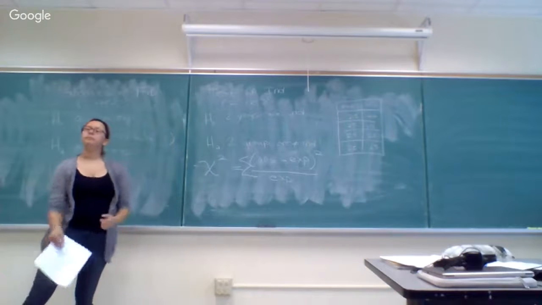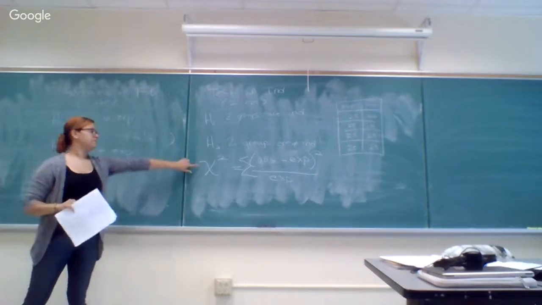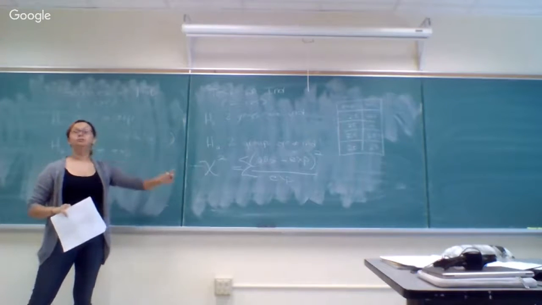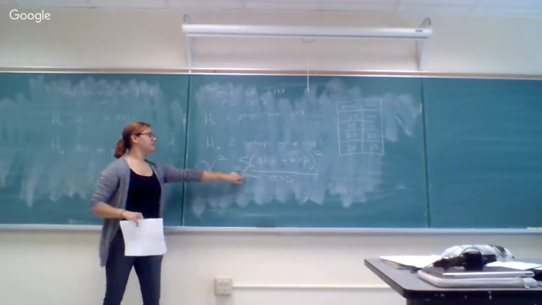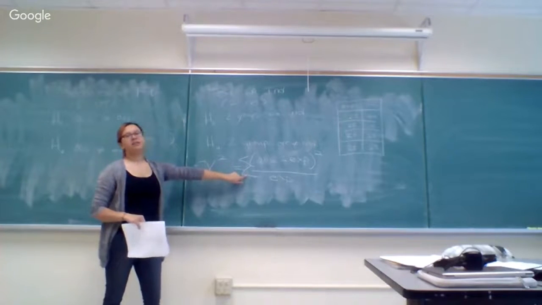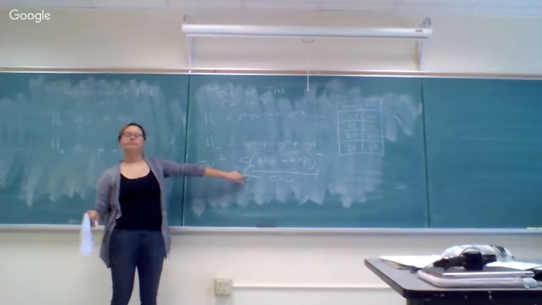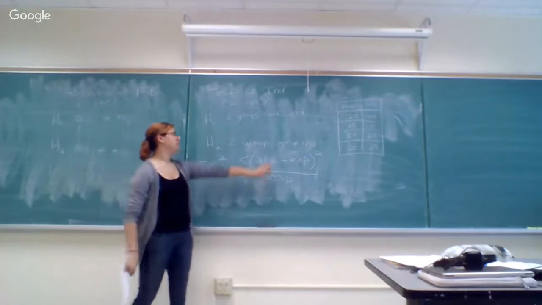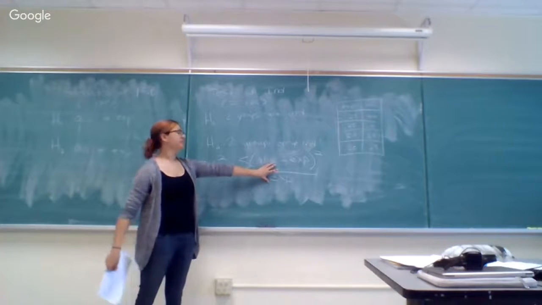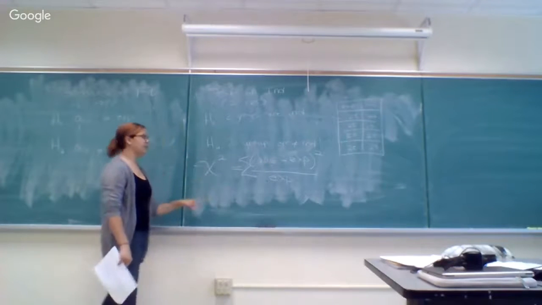Is that what that weird little symbol means? Yes, this just means add everything up. It's the summation symbol. So do this for every single row, and then add them all up. And that gives you the value.